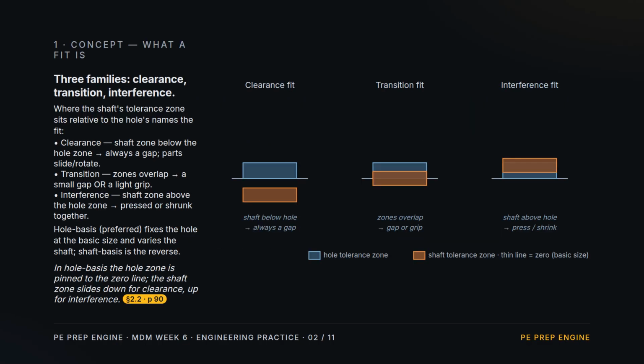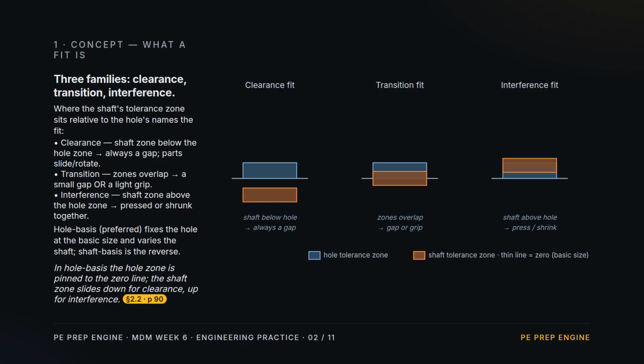Concept 1. What a fit actually is. Both the shaft and the hole carry a tolerance zone, and the fit is named by where those two zones sit. If the shaft zone is entirely below the hole zone, there is always a gap, a clearance fit, and the parts slide or rotate. If the zones overlap, you have a transition fit. The finished assembly might have a slight gap or a light grip. If the shaft zone sits above the hole zone, the shaft is the larger part, so it must be pressed or shrunk in, an interference fit.